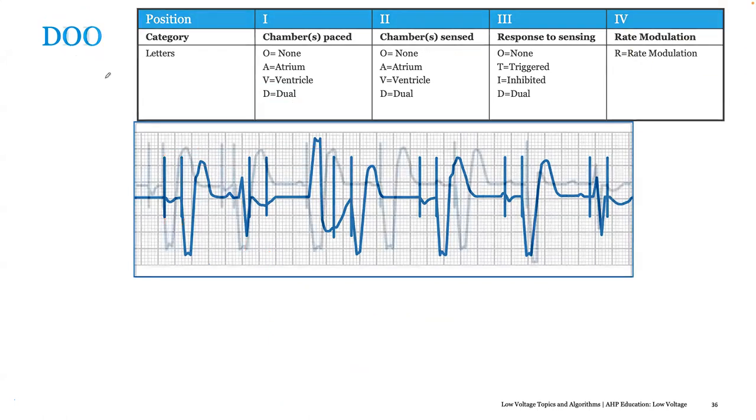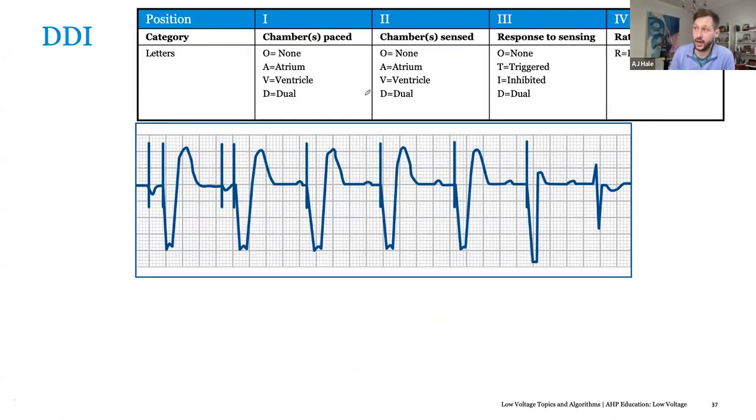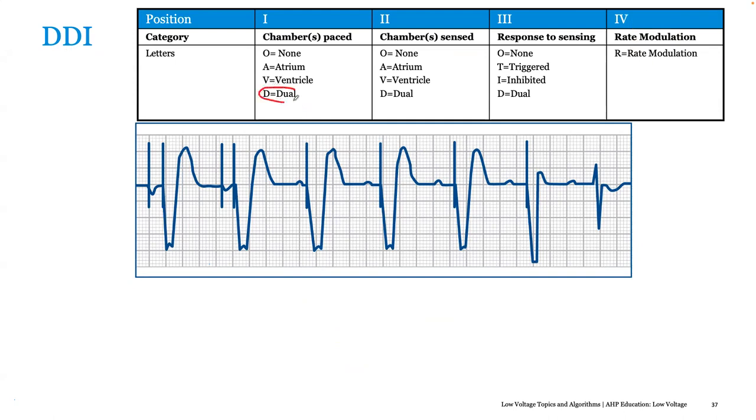Yes, sir. Perfect. DDI. Okay, so DDI is very similar to VVI. Sorry, Mr. Adrian, go on. For the DOO, would it be nice to also shorten the AV interval, so as to reduce competitive pacing, just to be on the safe side? Yes, that'd be nice. I would agree with you on that. As far as pacing into vulnerable periods, that's a really good point.